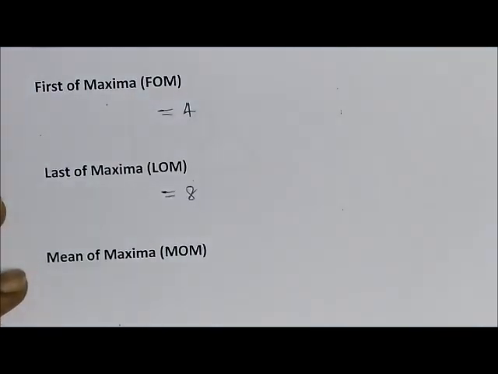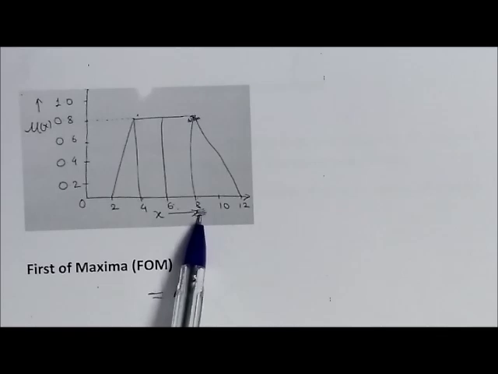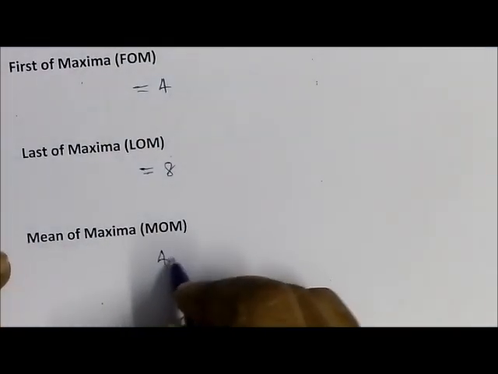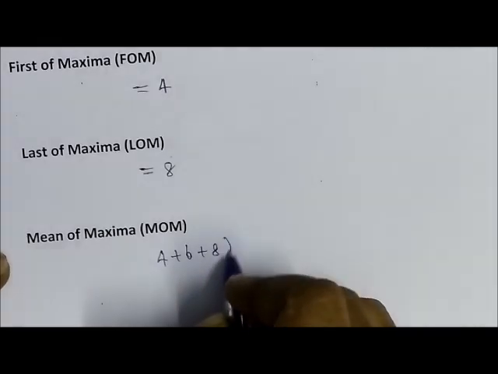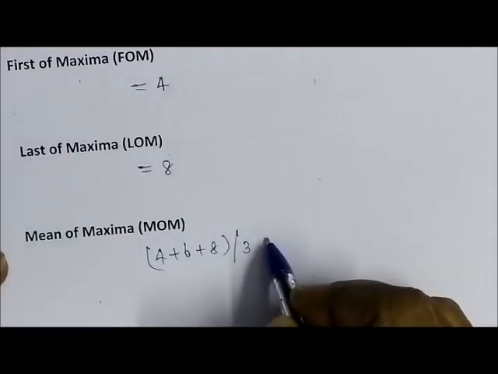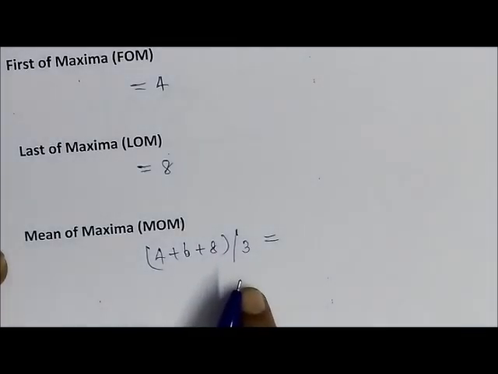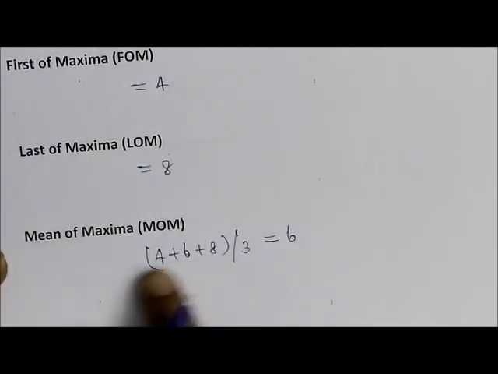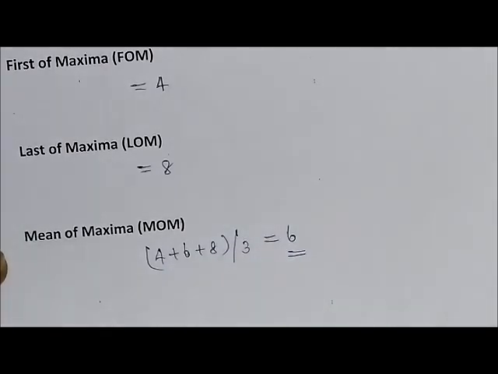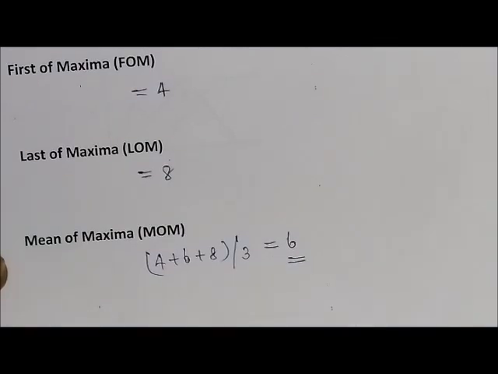And the next one is the mean of maxima. Mean of maxima means in the same height we have 4, 6 and 8. So what we have to do is 4 plus 6 plus 8. Totally we have 3 values, so we have to find the mean value, divided by 3. So 4 plus 6 plus 8 divided by 3: 6 plus 4 is 10, 10 plus 8 is 18, 18 divided by 3 is 6. So this method is known as the height method or the maxima method.